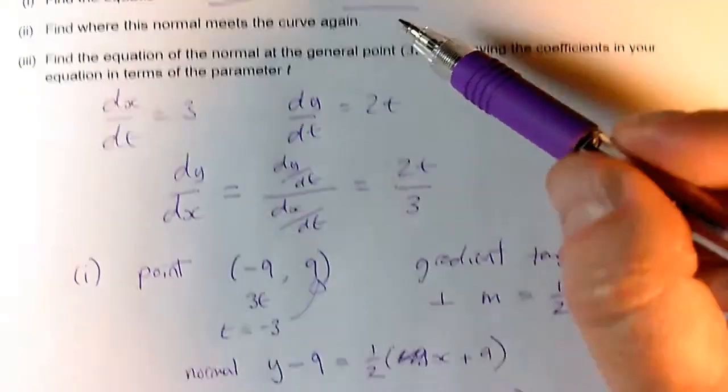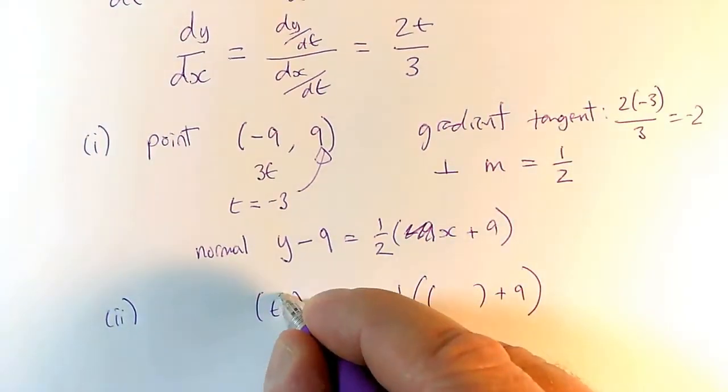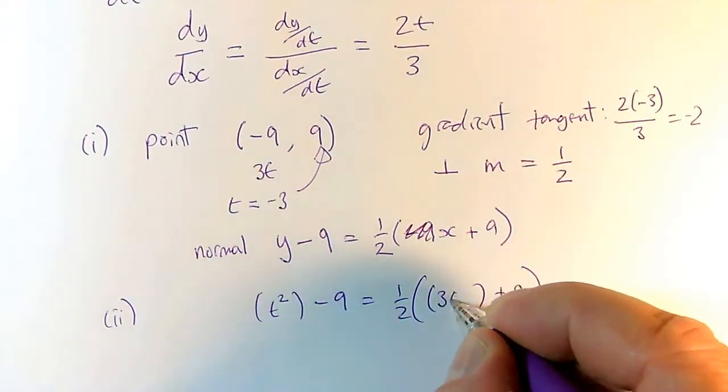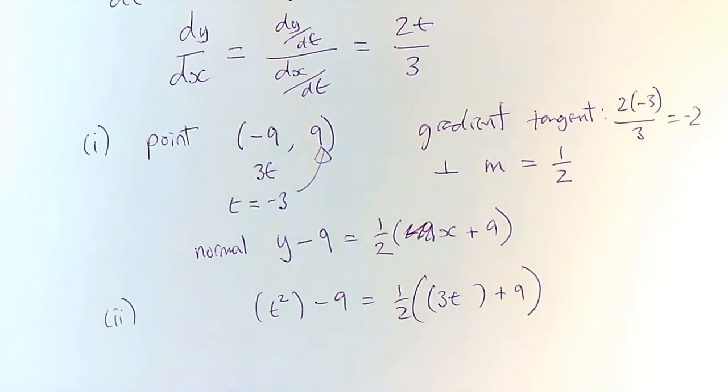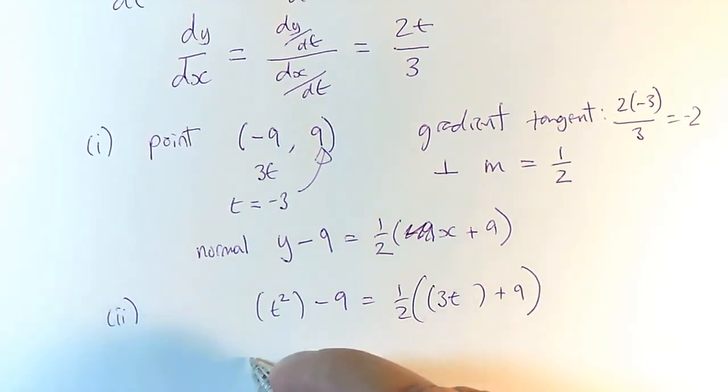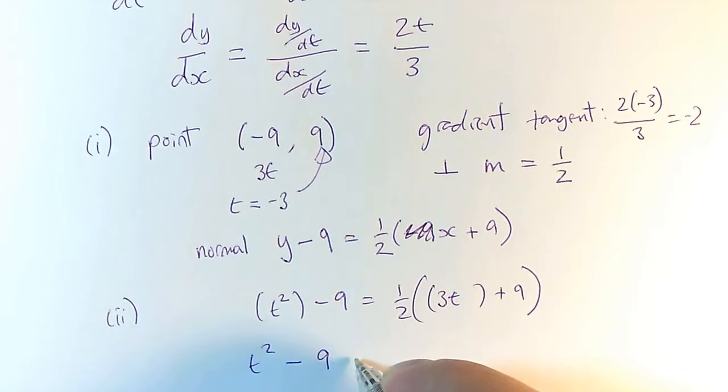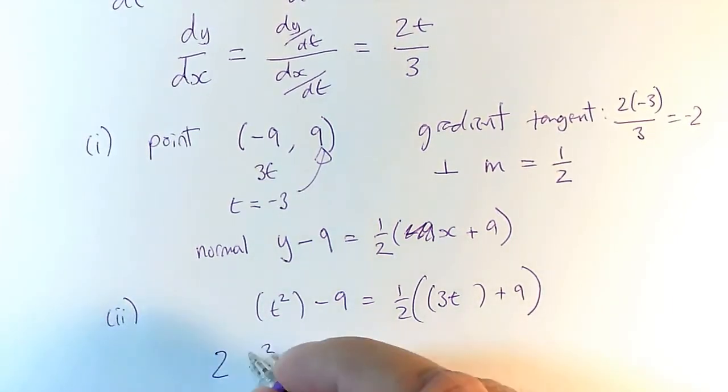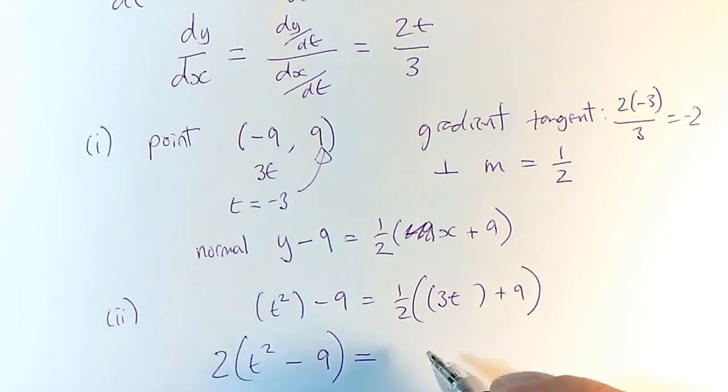So y is t squared and x is 3t. So we can see this is going to be a fairly friendly quadratic equation in t. So t squared minus 9 equals, shall we multiply by the 2? So 2 times t squared minus 9 equals, I've got 3t plus 9.